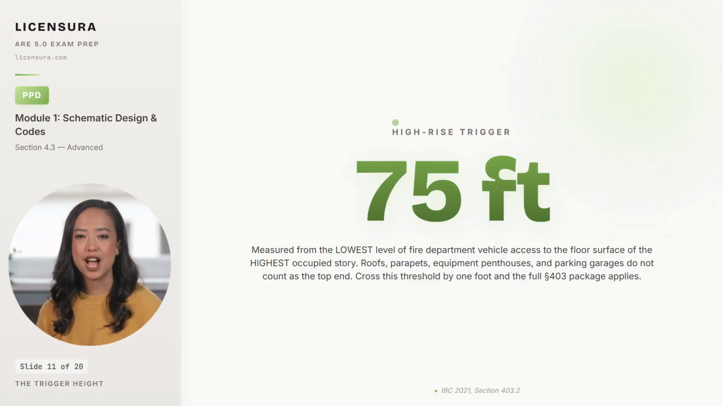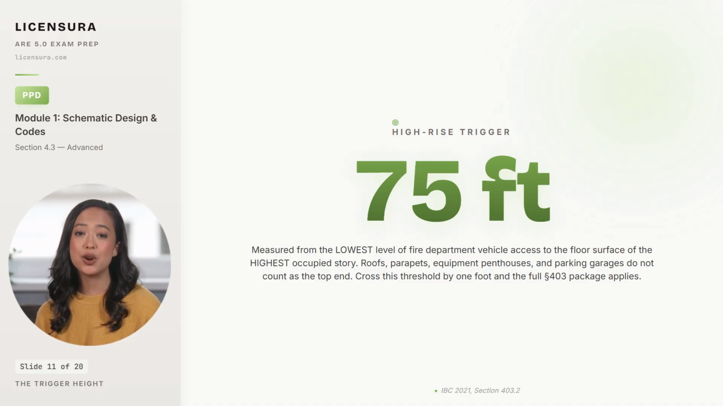Architects miscount the top and get the question wrong on the exam. In practice, projects sit 1 foot above the trigger because the architect did not pull the top occupied floor down during schematic design, and the high-rise package adds millions to the construction cost.